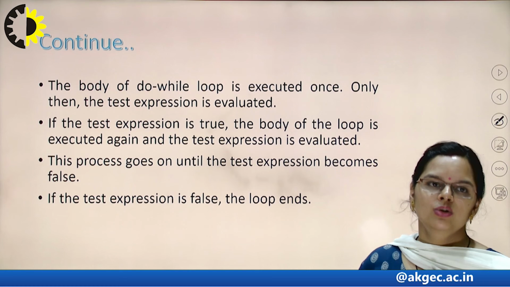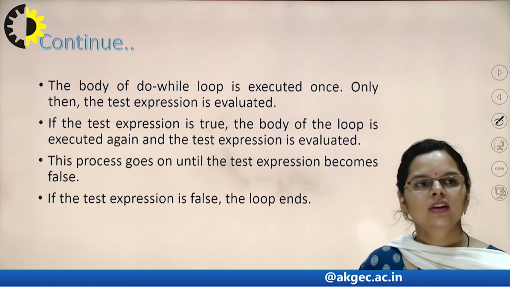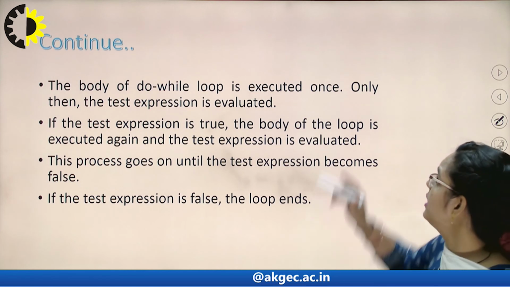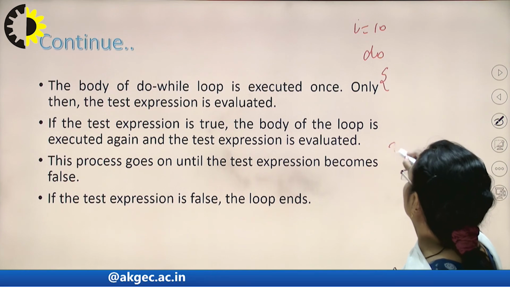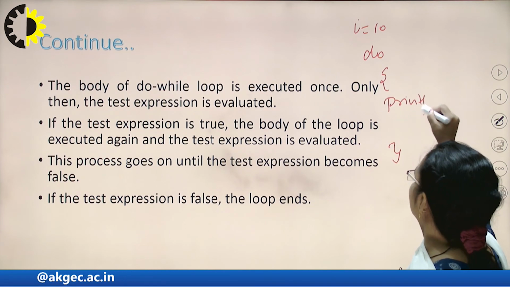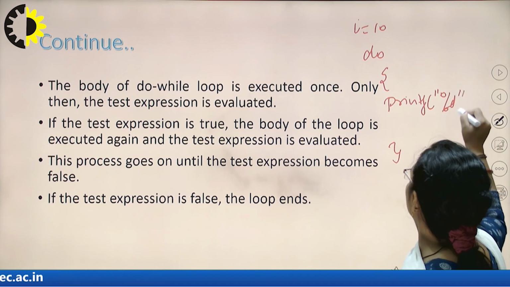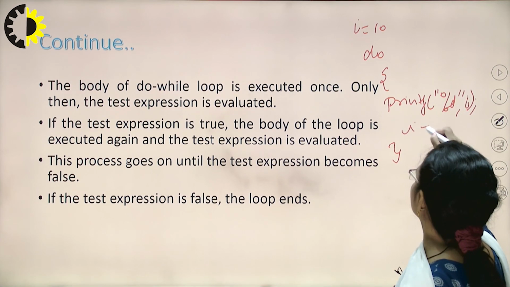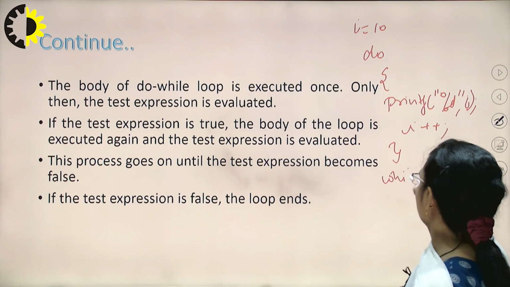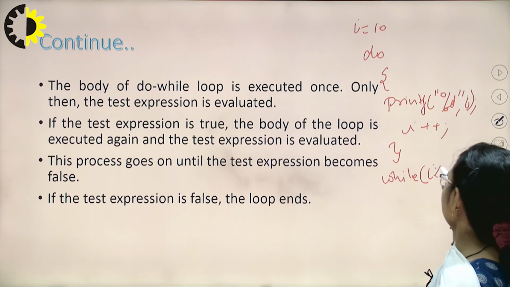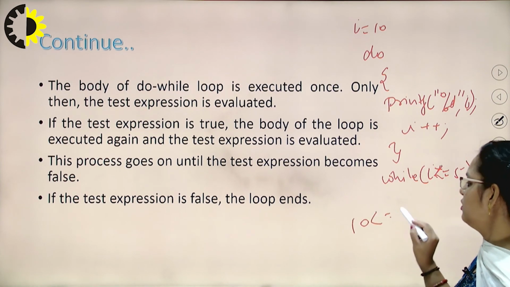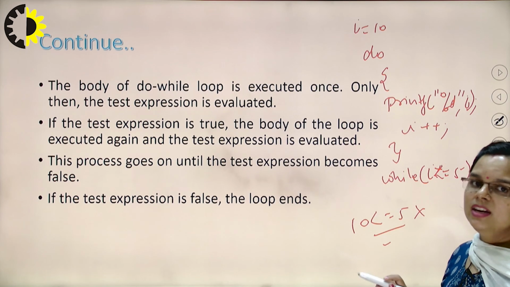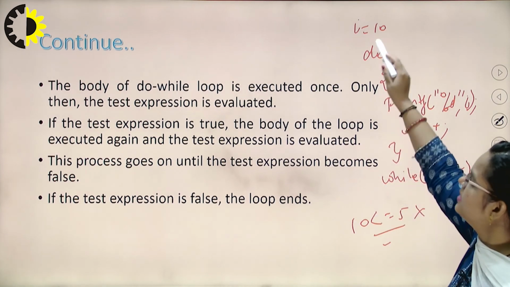So the body of the do while loop is actually executed once. We have already discussed this, and only then the test expression is evaluated. Suppose we have this expression, i equals 10, do, we need to print something, printf %d and i, and then i plus plus, while i is less than or equal to 5. See, we have entered i is less than or equal to 5, 10 is less than or equal to 5, the condition is false, we all know this. But even if the condition is false, it will enter inside the loop at least once.